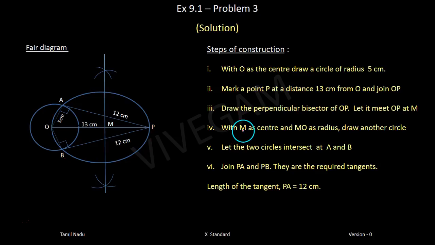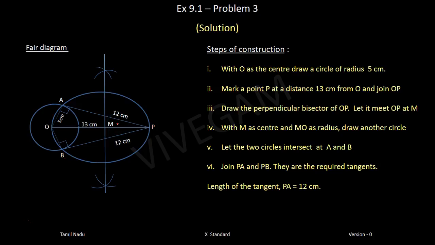Then with M as a center and MO as a radius, draw a circle. With M as a center and MO as a radius, you have to draw this circle. Then these two circles intersect at this point A and point B. Join PA and PB. So these PA and PB are the required tangents. You measure it, it will come 12 centimeter if you have done it correctly. Okay. Now we'll have to verify this.